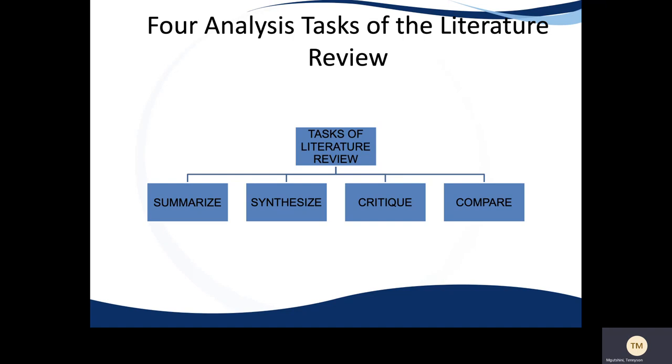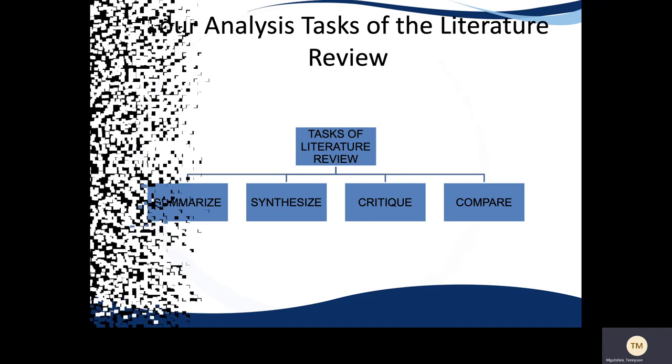Then you need to offer some critique. What is weak with the current evidence? What is strong? What needs to change going forward, and so forth. Then, of course, you do a comparison, comparing the different literatures, the different positions that are explained or shared by the literature sources you have looked at. So when you are writing up a literature review, you have four functions you need to capture: the summary function, the synthesis function, the critical function, and the comparison function.